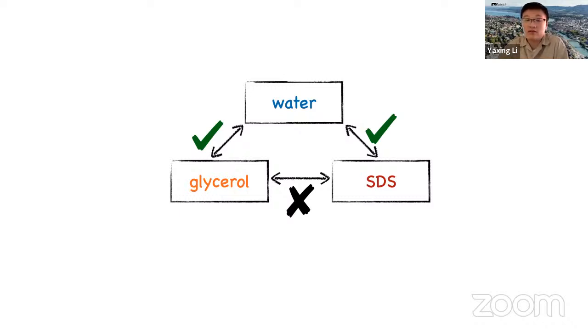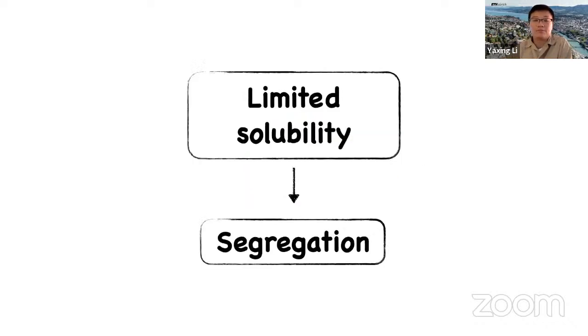But in this system, water evaporates. Then the relative concentration of SDS becomes higher and higher. At some point, it cannot stay in the system, or it cannot stay with glycerol anymore. So it separates from the system in the form of crystal. In this case, I want to take the message that the segregation is no longer caused by the insufficient convection. It is because of the limited solubility of all the components.